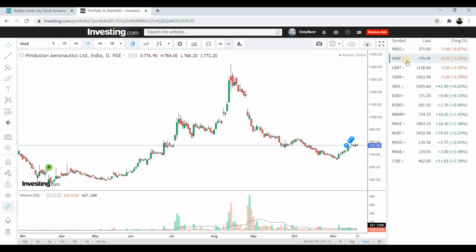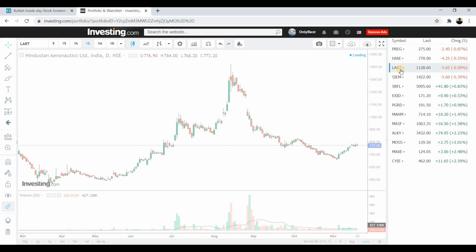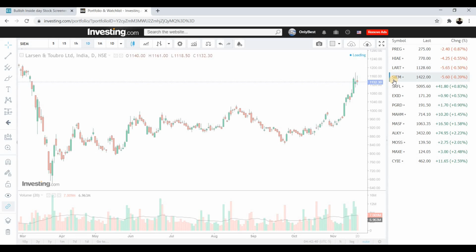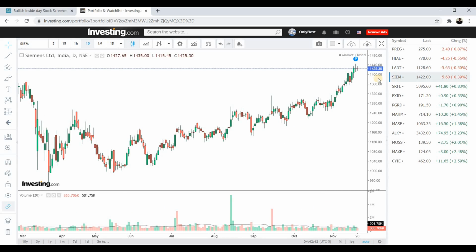Let's proceed to the second one, Hindustan Aeronautics. So here again, from the naked eye, it disqualifies from all the rules that we have laid out. Third one is Larsen and Toubro. Again, this is going to go out as well. Fourth one, Siemens. Again, it does not seem like the latest day candle is 50% or lower than the 1 day ago candle.